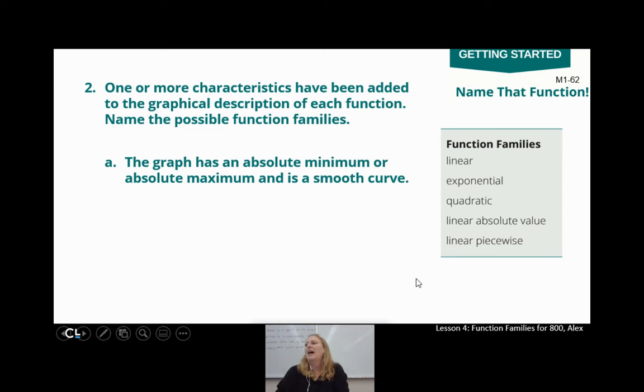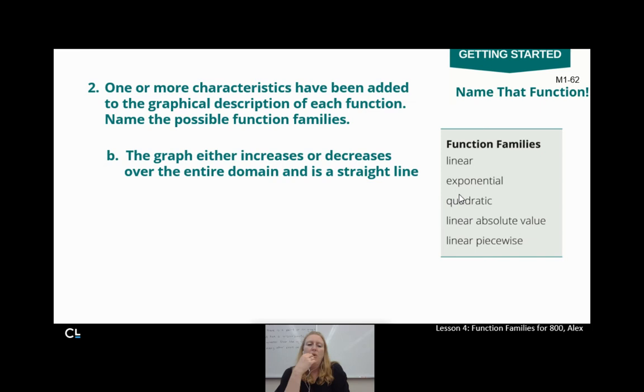All right, I want the graph that has an absolute minimum or absolute maximum. So if it's minimum or maximum, we've narrowed it down to these two, right? These are our options. Oh, and it's a smooth curve. If it's a curve, it's got to be quadratic. Yeah.